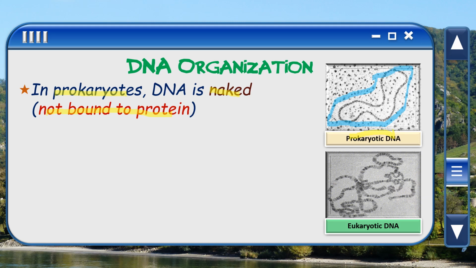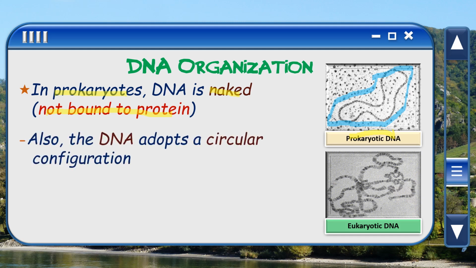Now, also the DNA adopts a circular configuration. When you look at the structure, it is circular. So the DNA of prokaryotes adopts a circular configuration.